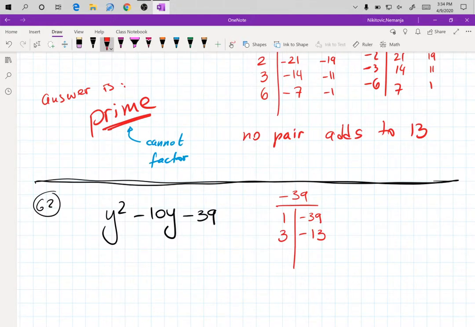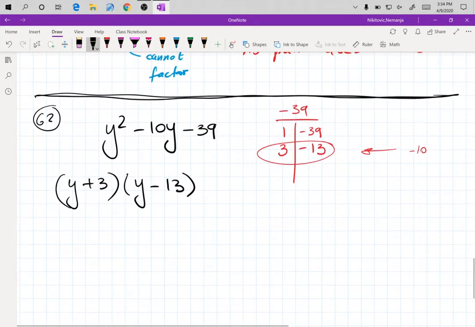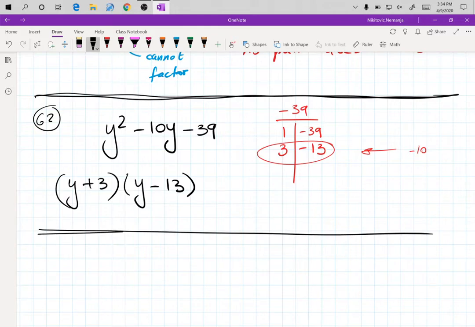Can we make negative 10? Of course we can make negative 10. That's negative 10 right there. So y plus 3, y minus 13. It's really, really structured, right? You learn the ways and then you go on.